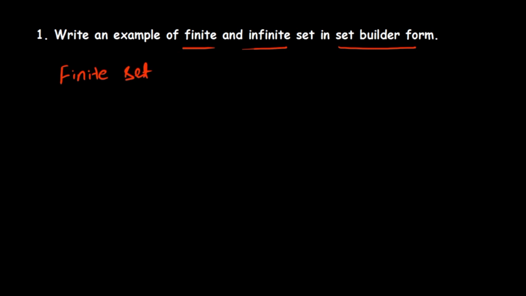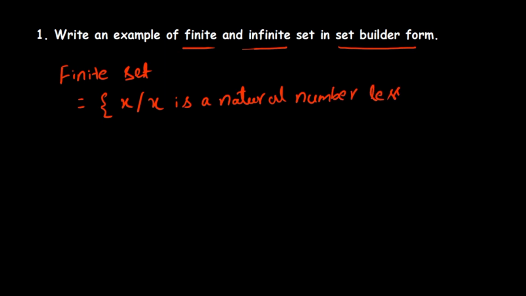Finite set example, we take x such that x is a natural number, x is a natural number, something like less than 100. Okay, so this is the example for finite set with set builder form.